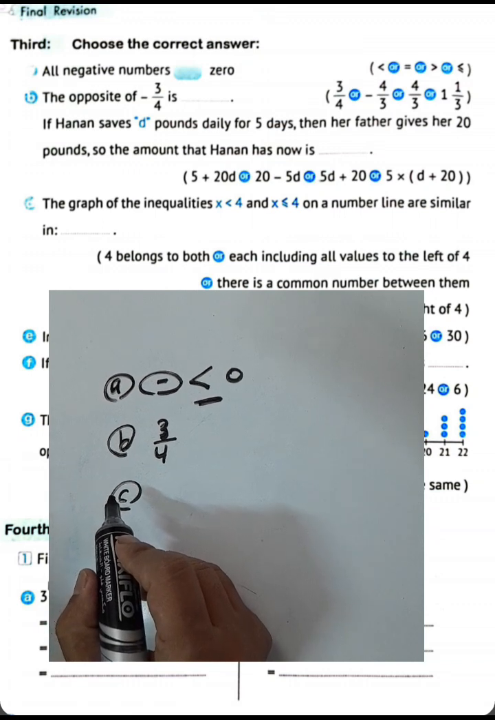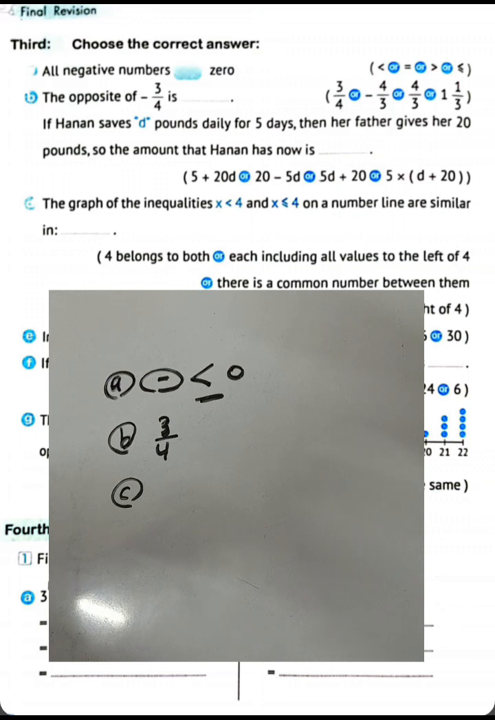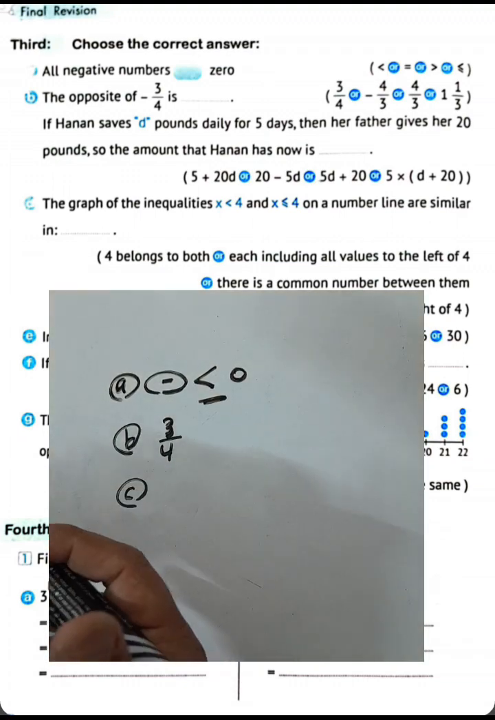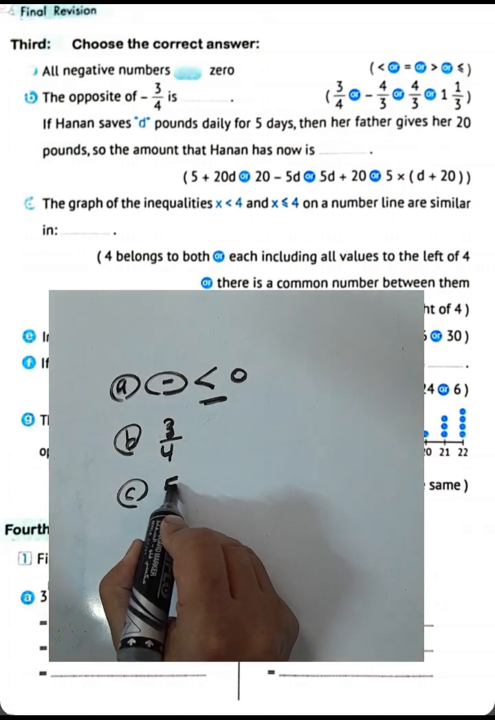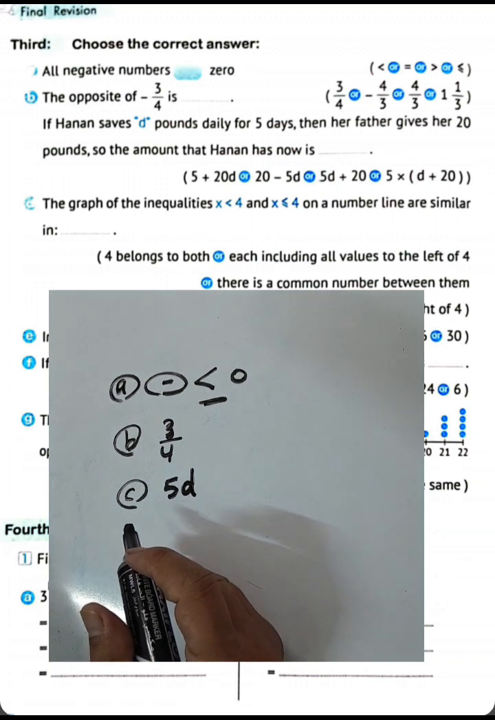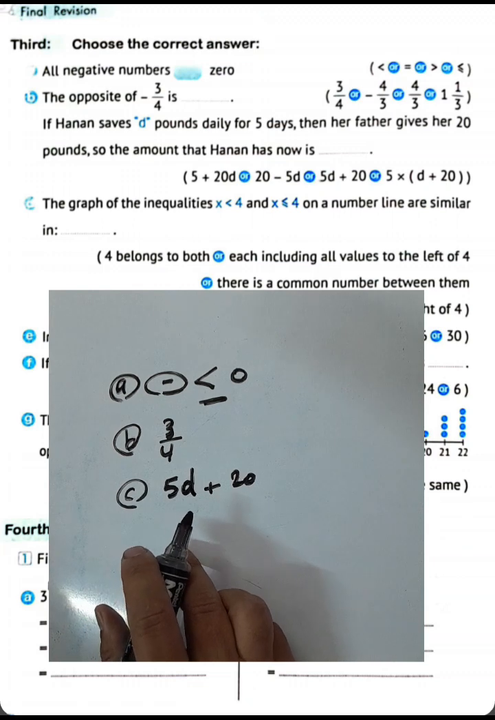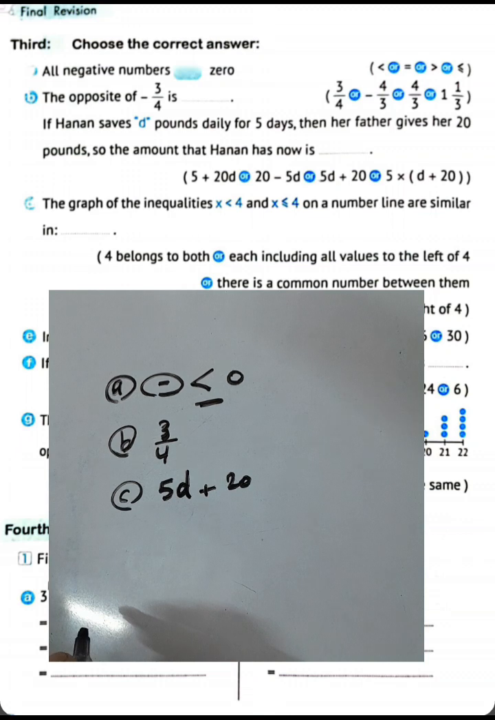If Hanan saves 5 pounds daily for 5 days, then her father gives her 20 pounds. So the amount with Hanan now: Hanan saves D pounds daily for 5 days, so the total is 5D, and her father gives her 20 pounds, so plus 20. So Hanan has now 5D plus 20.